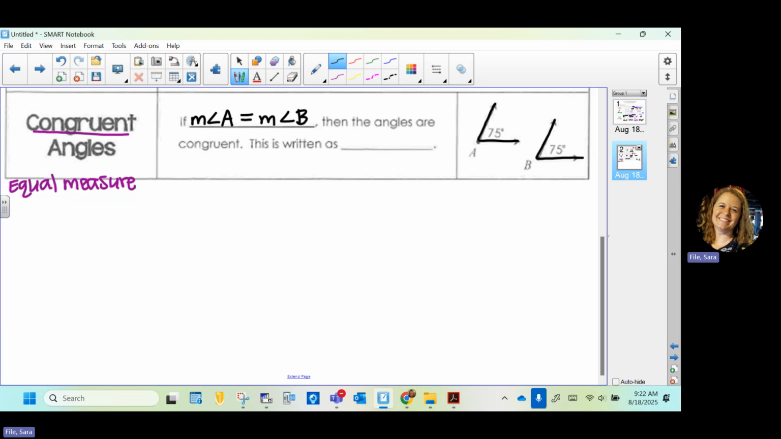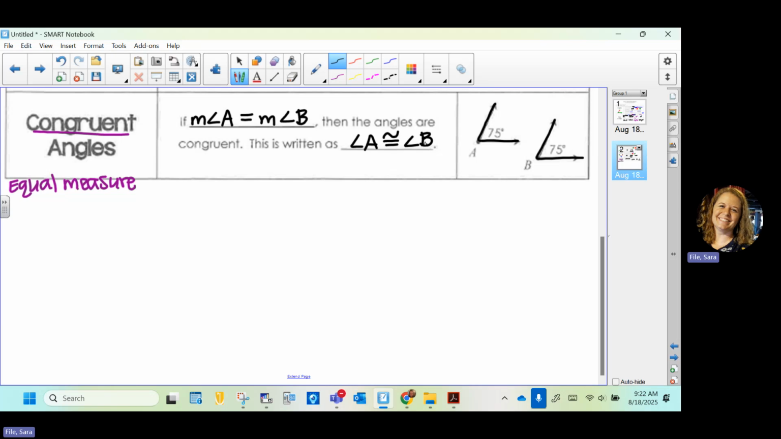We don't have to write the M. We don't have to say the measure. We can just say angle A is congruent to, and then the congruent symbol is the equal sign with the squiggle above it, angle B. So if the measure of angle A equals the measure of angle B, then angle A is congruent to angle B. That's our if-then conditional statement. Feel okay about that? Easy peasy, right?